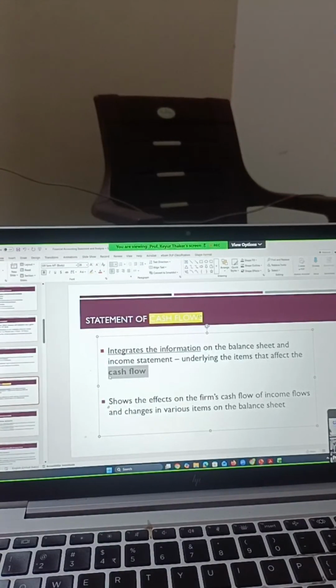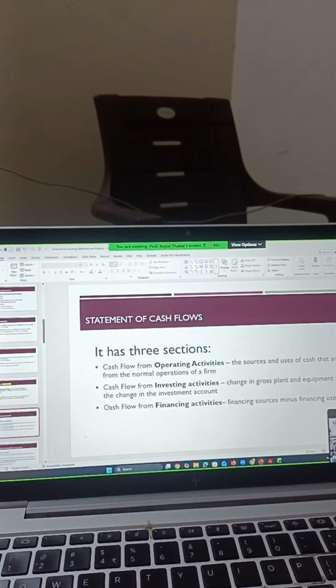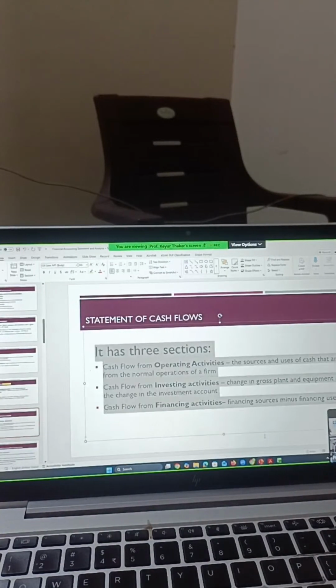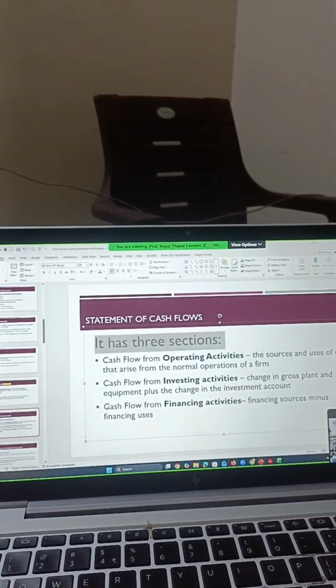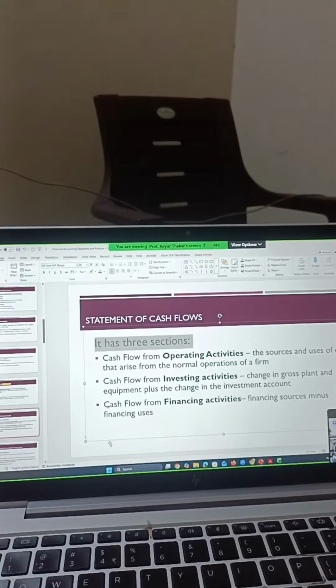It integrates the items on the balance sheet and income statement both, and shows the effect of the firm's cash flow on income flows and change in the various items in the balance sheet. There are three sections in the cash flow statement. The first section is cash flow from operating activities. The second section is cash flow from investing activities. And the third section is cash flow from financing activities.